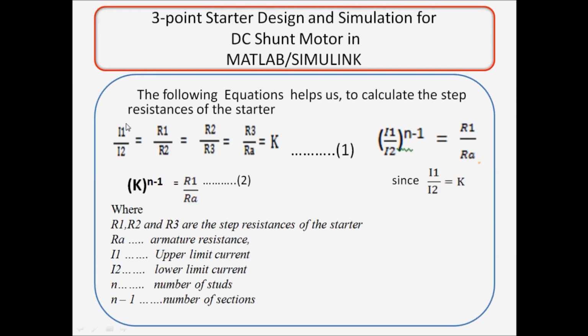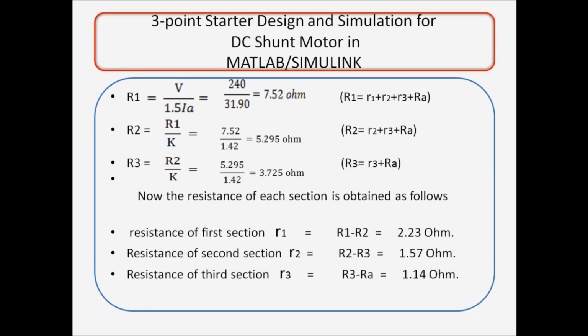Next, by using this relation, we can calculate the remaining step resistors. R1 is already calculated, that is 7.52 ohm, and R2 equals R1 by K, that is 5.295 ohm. R3 equals R2 by K, that is 3.725 ohm. These are the step resistors.